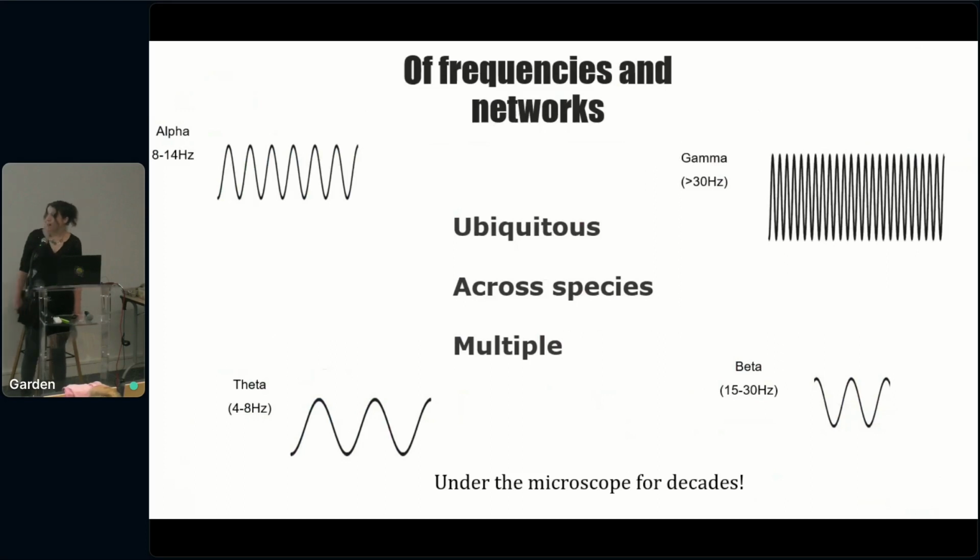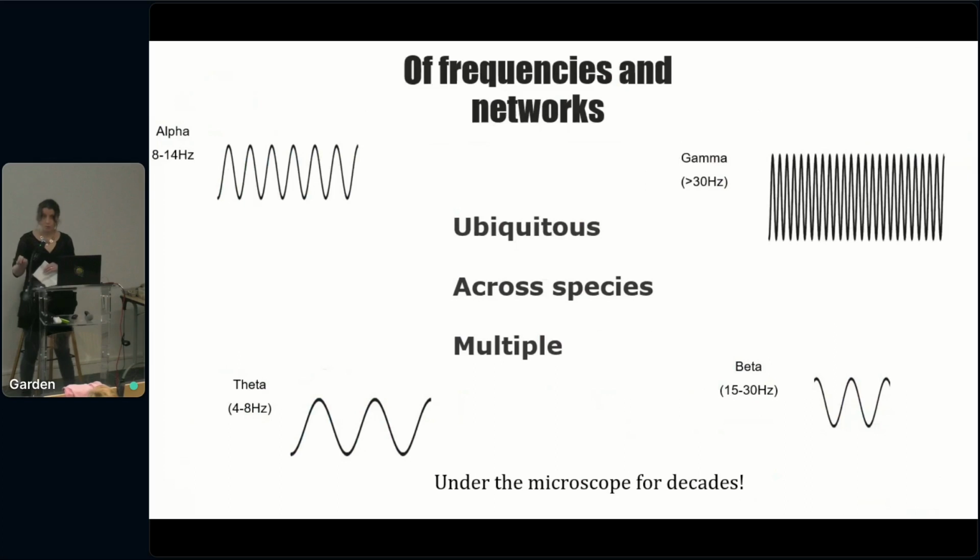And they have been under the microscope for decades. And still, it's not so clear what their role is and even how they are generated. They are really widely observed, but we have only few models about how they are generated yet, and also about the computational role. And the thing is, we know that they are there. We know that they have an impact on processing.